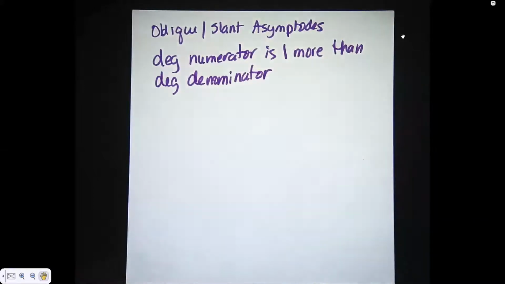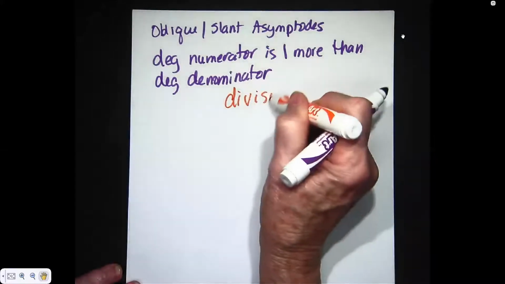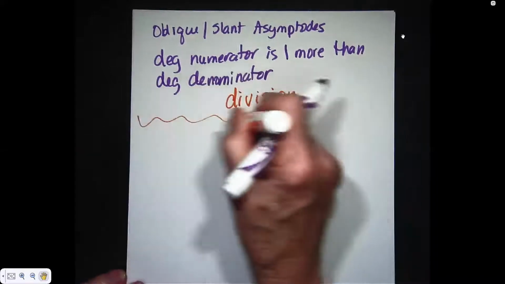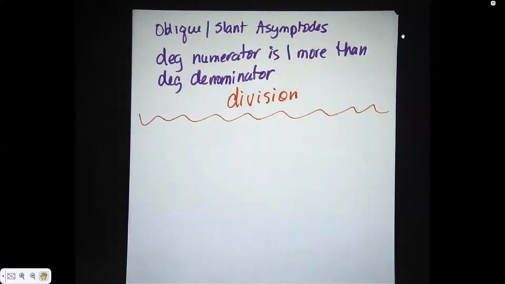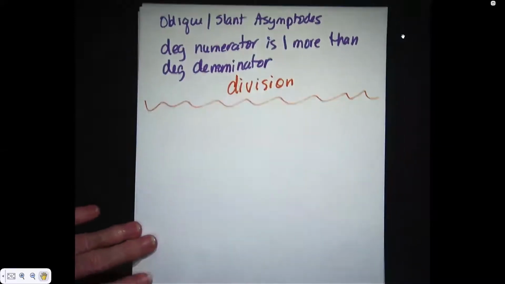In doing this problem, we are going to have to use some kind of division process. I don't really care what that process is. I'm going to do long division because that's what I like, but you can do whatever you want. The degree could be 2 bigger, which would make the end behavior look like a parabola, and degree 3 would make it look like a cubic. But today we're going to be talking about only degree 1.